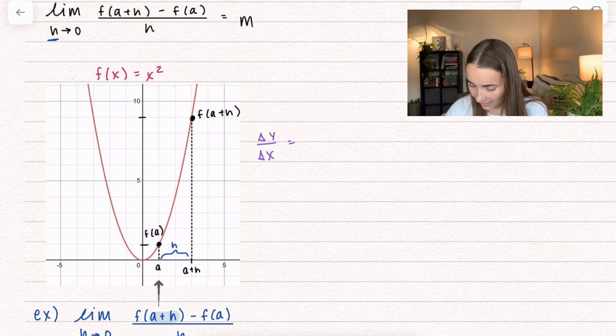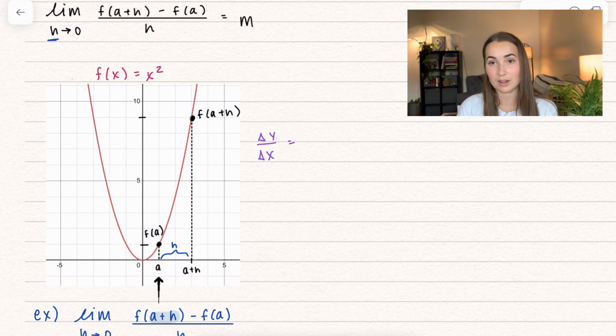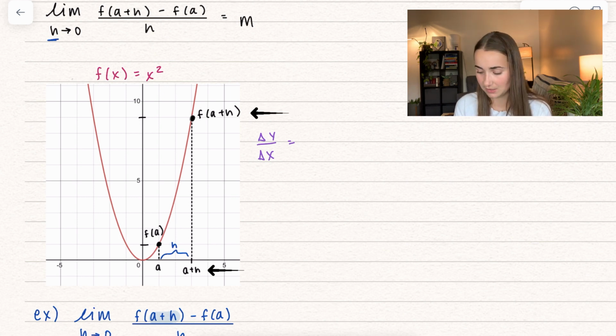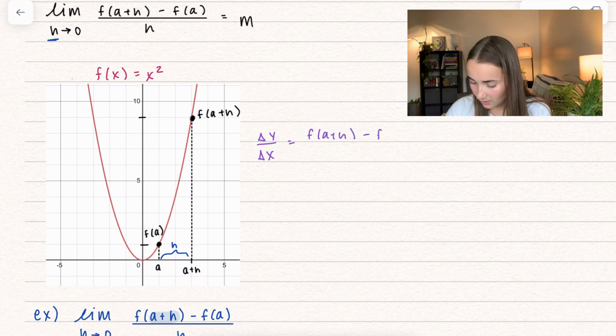So right here I have my a value and the corresponding f of a. And then I add a little distance of h, and I get a new x value of a plus h. And I have the corresponding y value, f of a plus h. So if I were to do change in y over change in x, I have f of a plus h minus f of a, all divided by a plus h minus a.